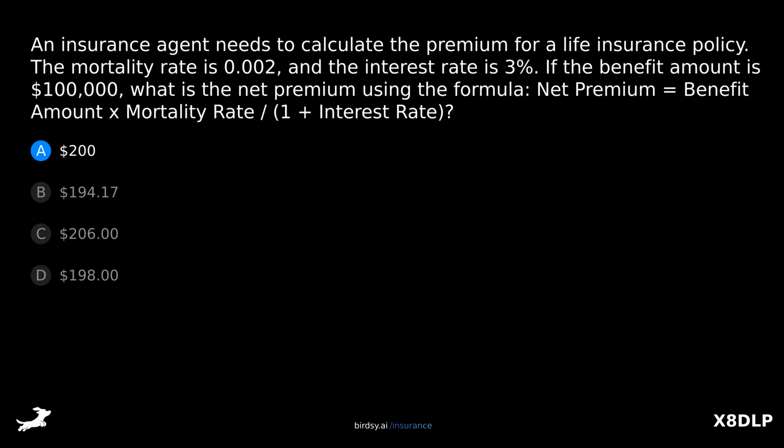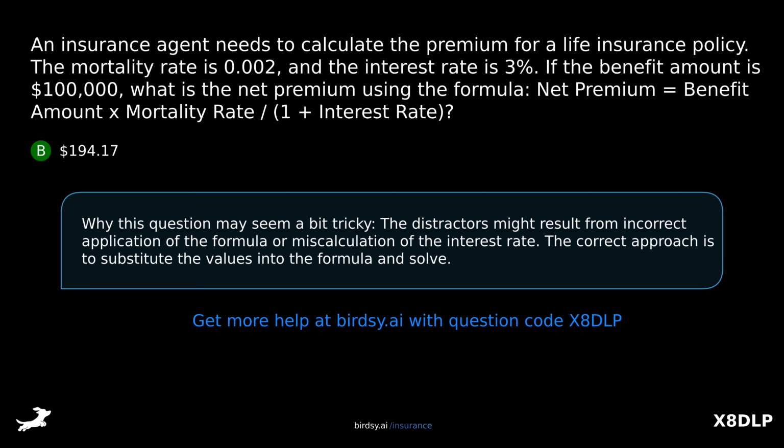Is it A, $200, B, $194.17, C, $206, or D, $198? The answer is B, $194.17. Why this question may seem a bit tricky. The distractors might result from incorrect application of the formula or miscalculation of the interest rate. The correct approach is to substitute the values into the formula and solve.